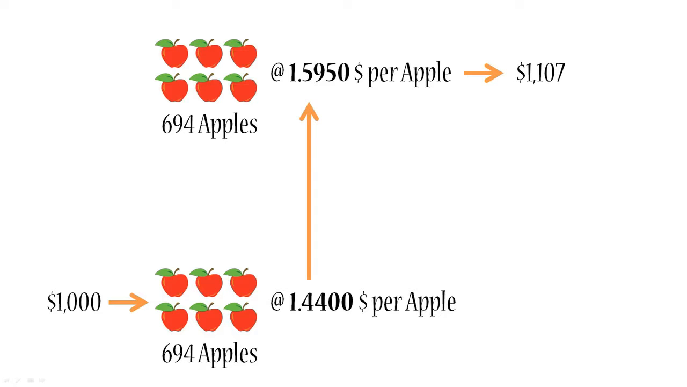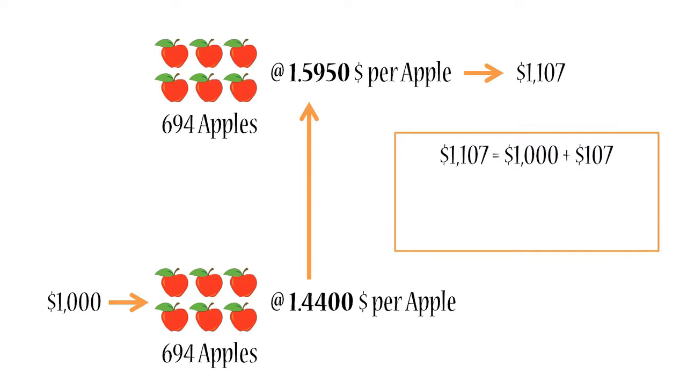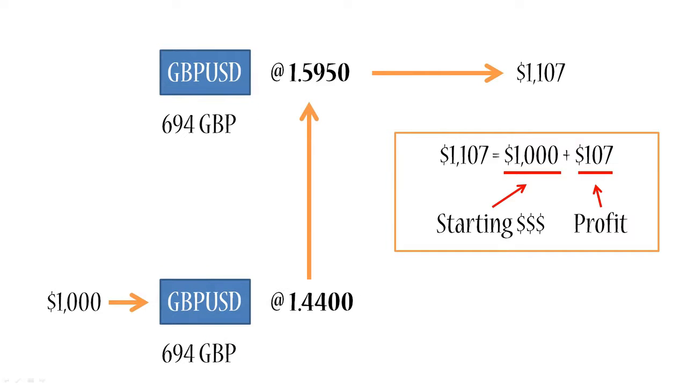So if we break this final amount up, we can see that $1,000 is the starting amount on his account, and $107 is the profit that he made. Now moving back to the British pound, we can see that nothing changes if we replace apples back with the British pound. The trader invested $1,000 into the British pound.